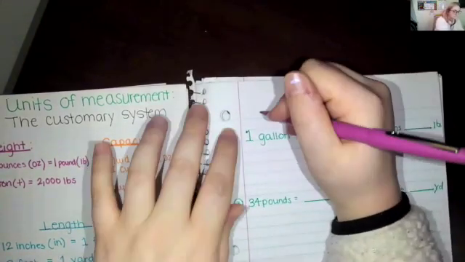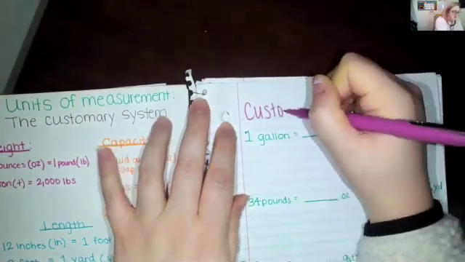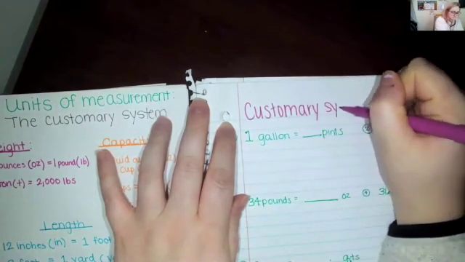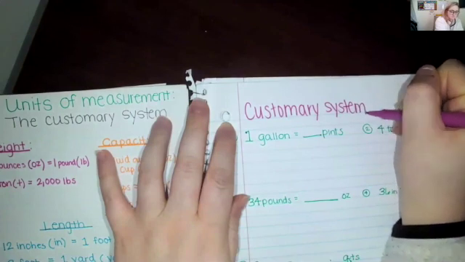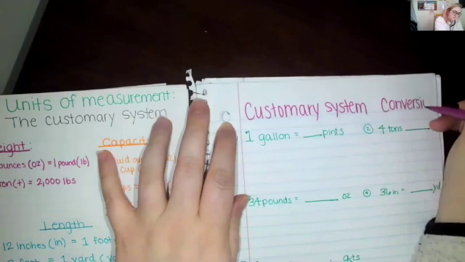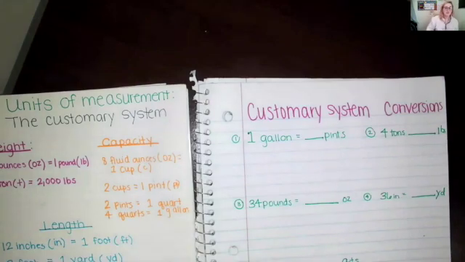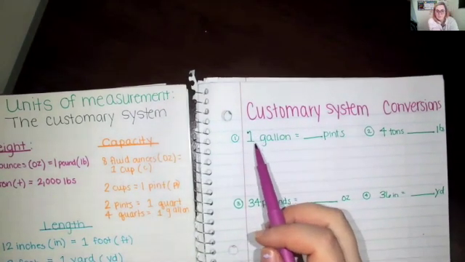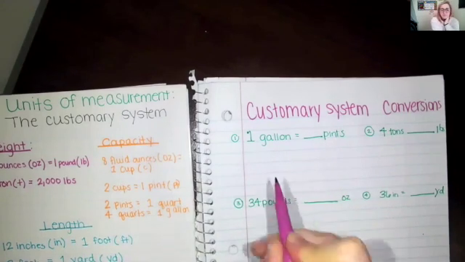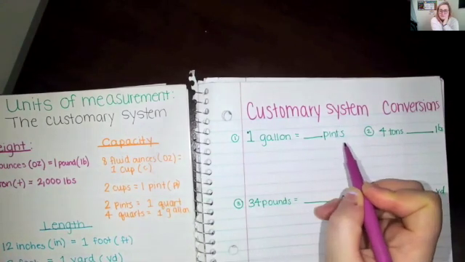We're going to say customary system conversions. Okay, so you can write this down in your notebook. And the first one that we are going to do today is we want to know 1 gallon equals how many pints. Please write this in your notebook. Number 1, 1 gallon equals blank pints.